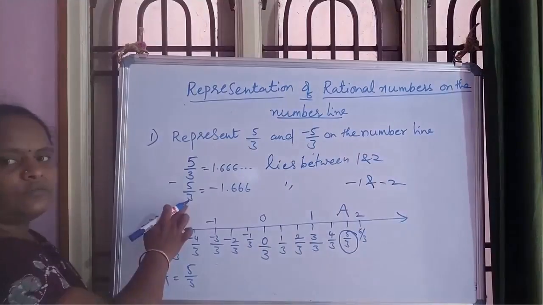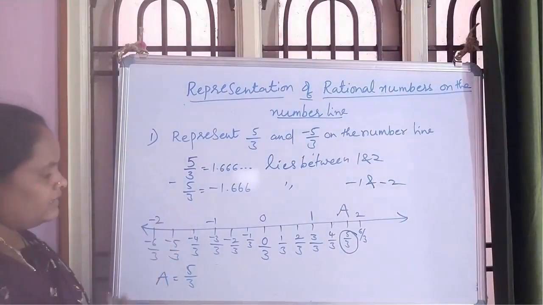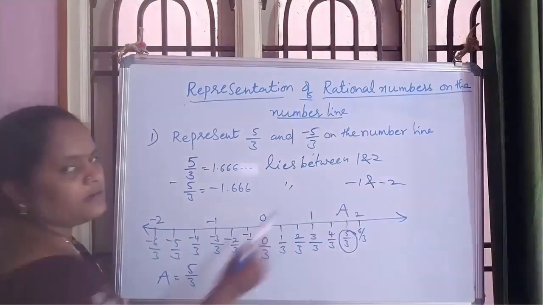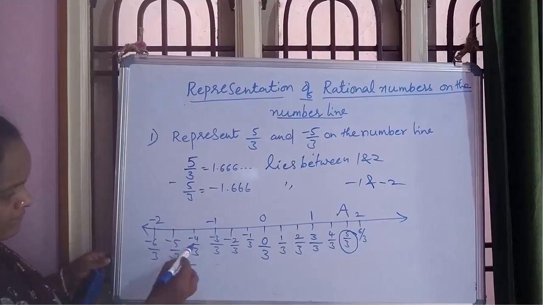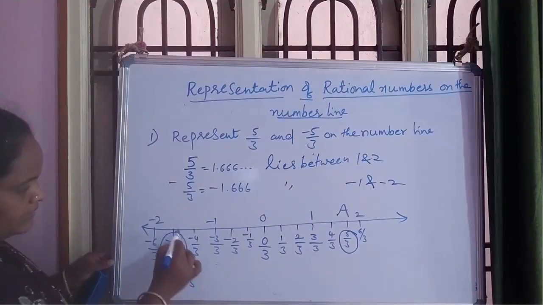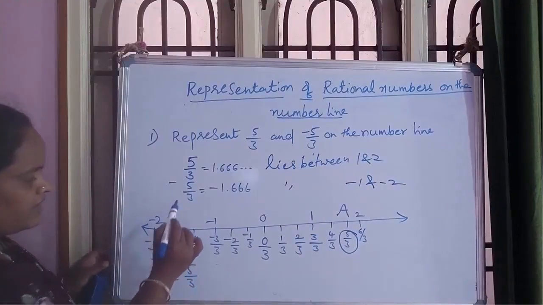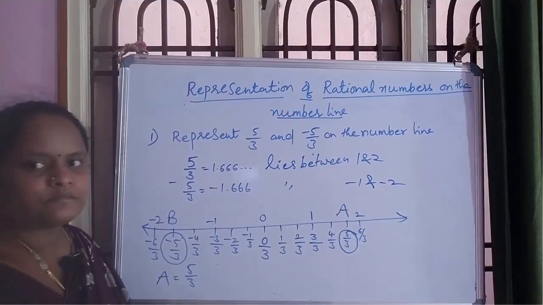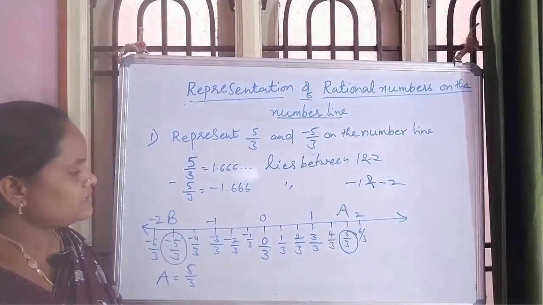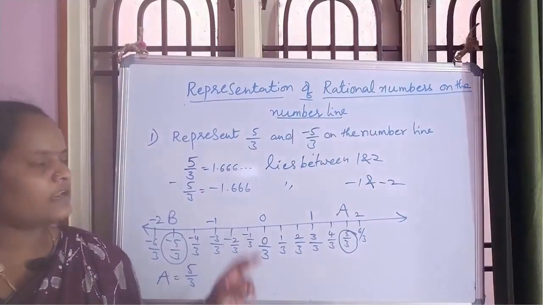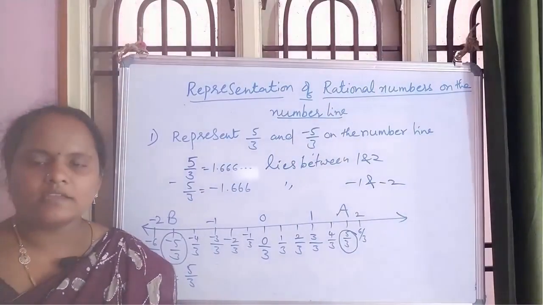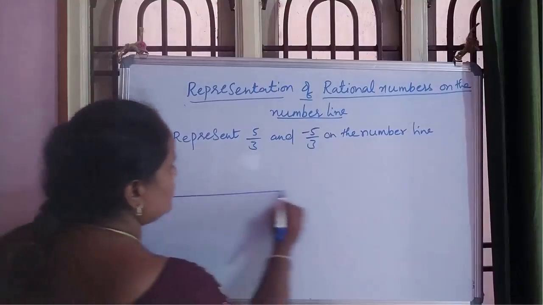Next, move on to the next number, minus 5 by 3. It lies between minus 1 and minus 2. So between minus 1 and minus 2 we have minus 4 by 3 and minus 5 by 3. This is our minus 5 by 3. So children, this is how we represent rational numbers on the number line in an easy way. There is one more way to represent.